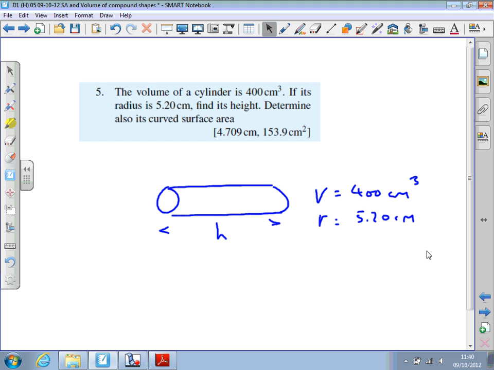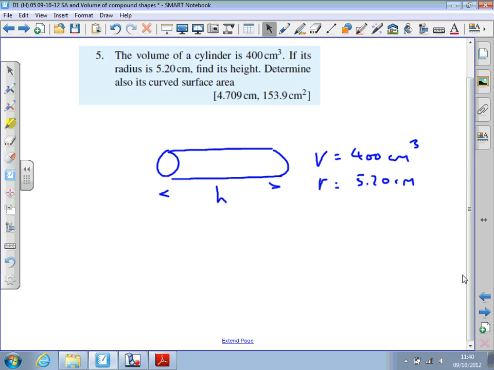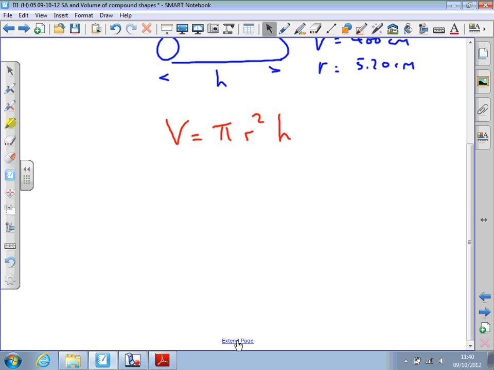Either way, I've extracted the information from the problem, and then what I'm going to do is look for the formula that's to do with this, the volume of the cylinder. Pi times the radius squared times the height, or the length, whichever symbol you want to use. Now we've got a choice. So I'm going to split the board into two and do it both ways.